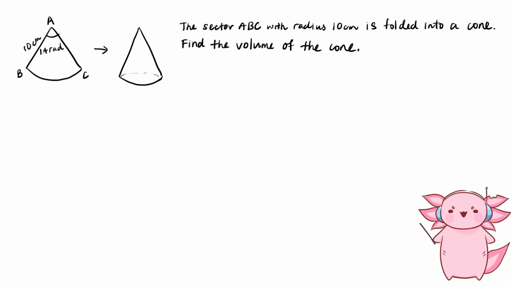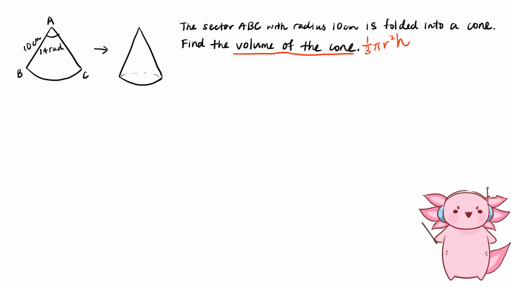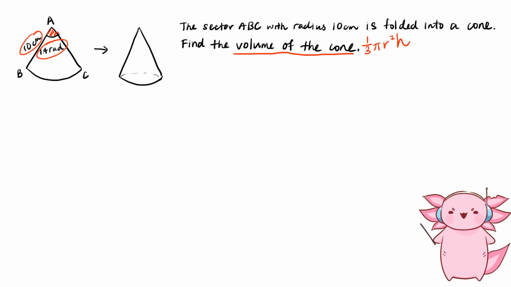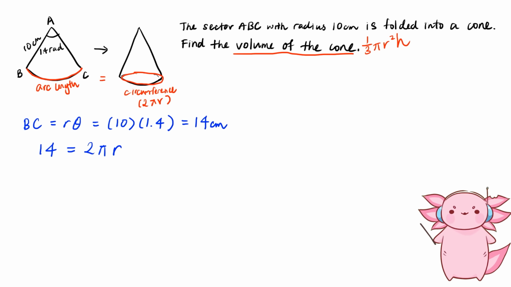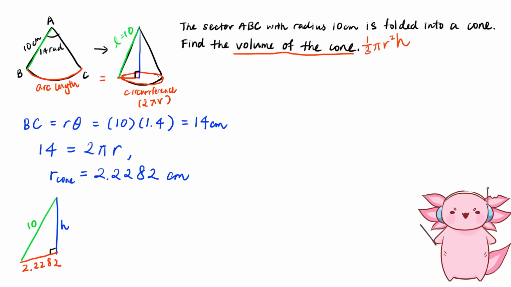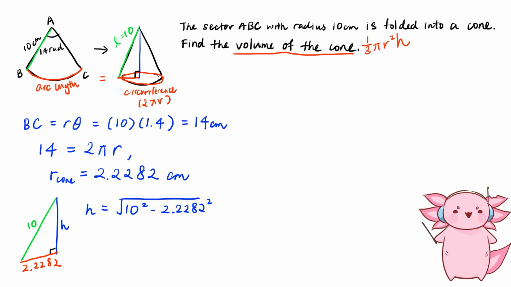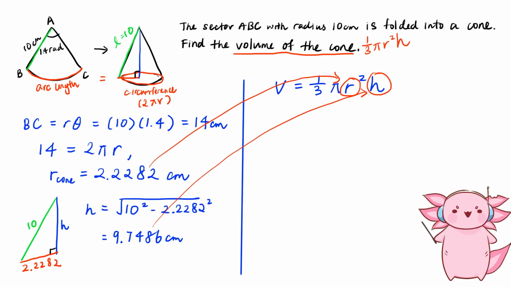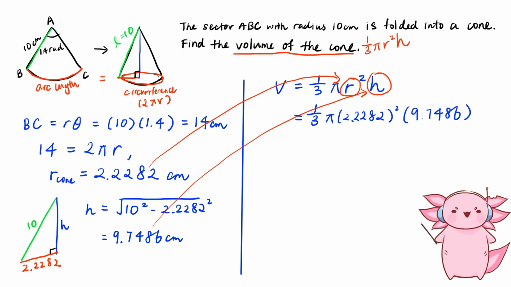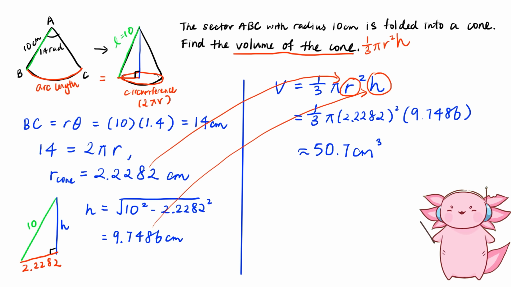For this question, since they want us to find the volume of the cone, they gave us the radius and the angle here, and we're going to find the arc length BC, and we're going to equate it to the circumference of the cone, which is 2 pi r, and then we can solve for the radius of the cone. Now, since the slant height is 10 cm, we can draw out our right-angled triangle, and we can solve for the vertical height h of the cone. Now, the last step is to put in all our values inside the volume formula, and we can get the volume of the cone to be 50.7 cm cubed.